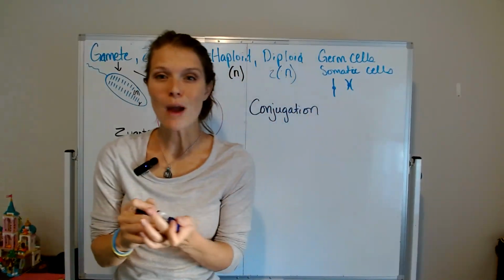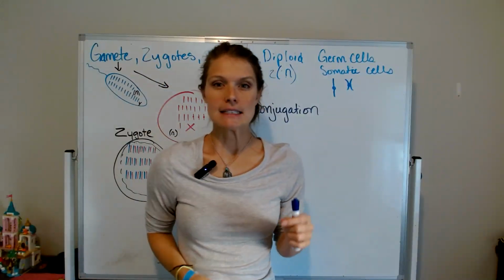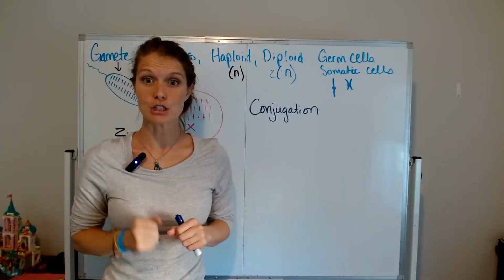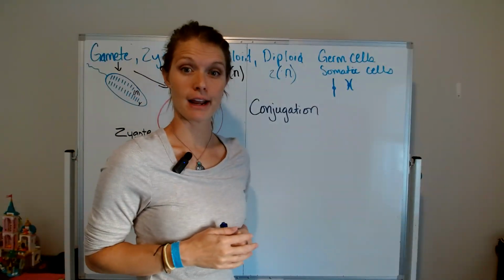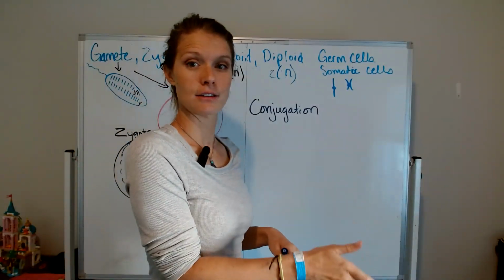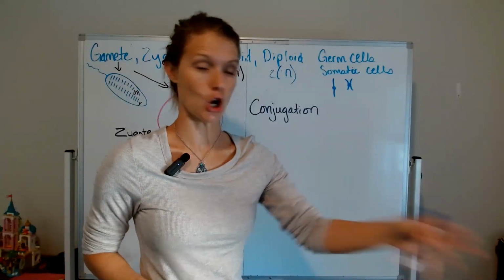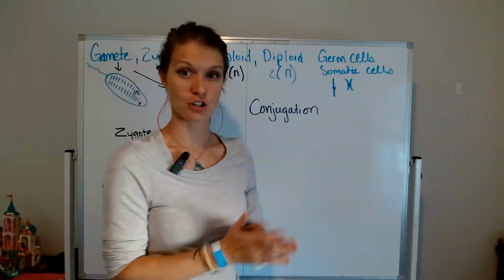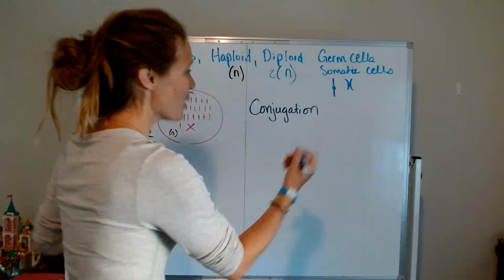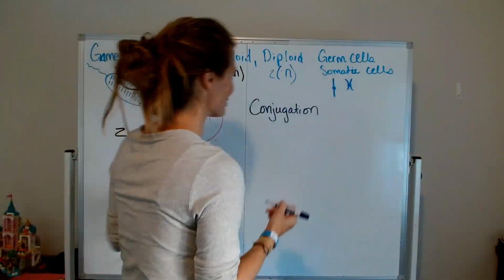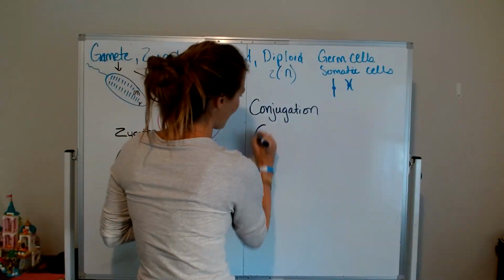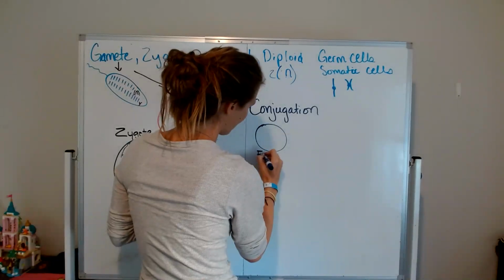The best way that I can think of this is like you have a secret note that you need to get to your friend. You have that secret note in your hand and you shake hands with your friend and pass that secret message on. It's a vital secret message and you pass it on. I know that might sound weird, but hopefully you can remember that. Conjugation, shaking hands.